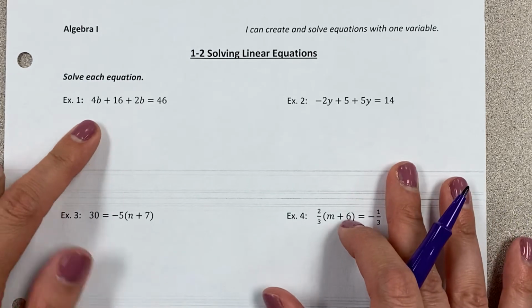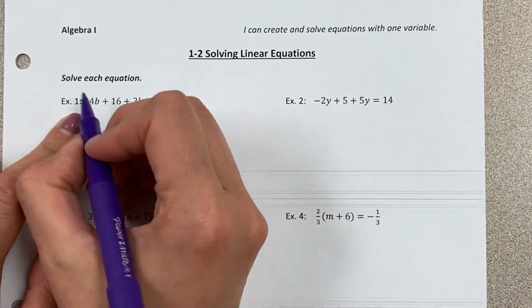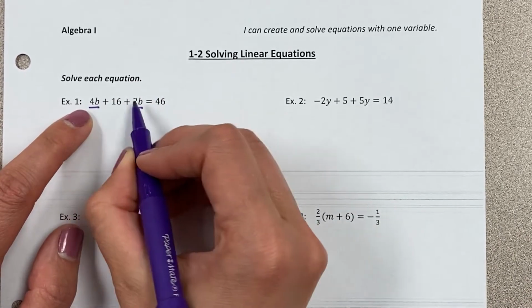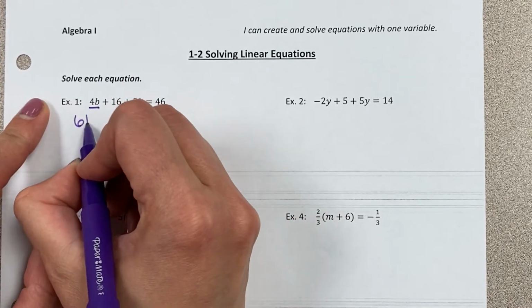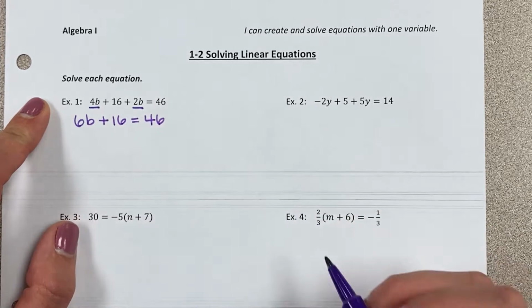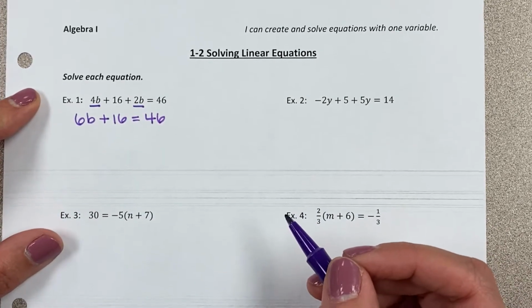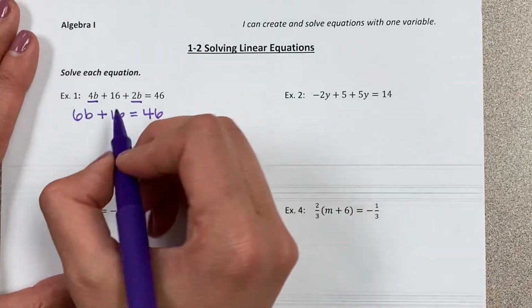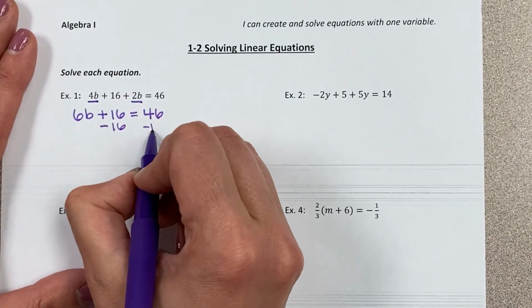So for example 1, the like terms I see here are 4b and 2b. So it's addition. I'm going to add those together and get 6b. And then I'm going to rewrite the rest of the problem. All right, we want to solve for b. So we want everything on the other side that's not b. So I'm going to subtract 16 from both sides.